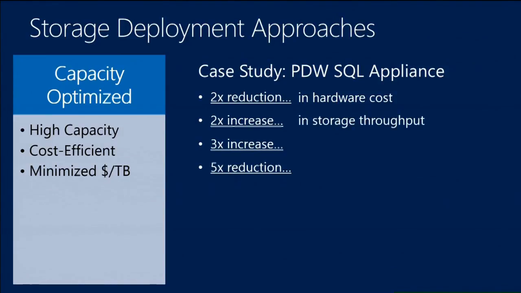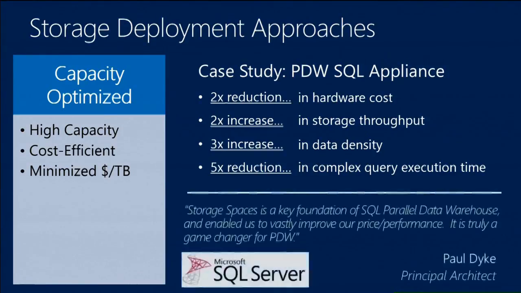They got better performance. They tripled their data density. They're using JBODs that have much higher density disks. You can stick more disks into less space. And most importantly to them, actually, because a lot of customers use the complex query execution time as a metric for comparing two different PDW appliances, they got a 5x reduction in the time to execute these complex queries. So they saw a lot more business because Spaces were able to deliver so much more performance for less cost. And Paul Dyke over at PDW is basically saying the same thing as Jeremy Russell.